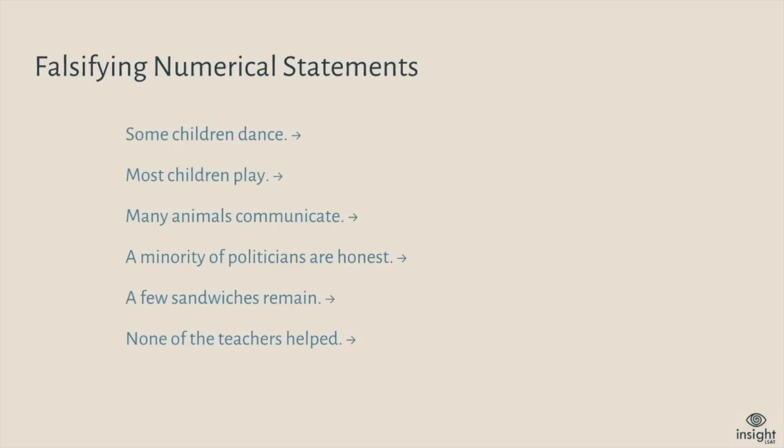Okay, let's go ahead and start with the first one. It's not the case that some children dance. That translates to 0 to 1 children dance. Next one. It's not the case that most children play. This one's a little tricky. That translates to a minority of, or exactly half of children play.